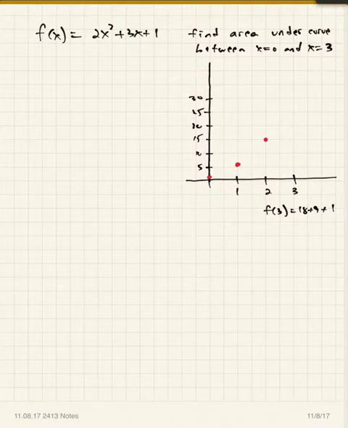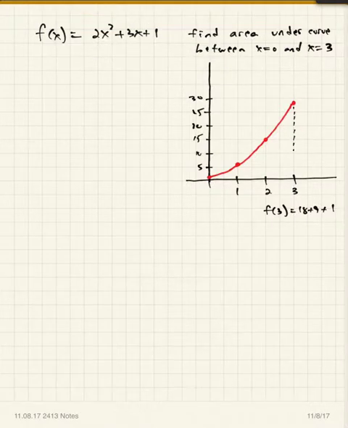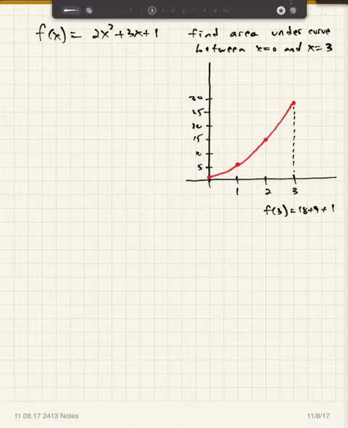So here's f of 3 sitting up like this. And so you're getting this piece of this parabola like this, right? And we're trying to find the area underneath this curve. And so we're trying to find this area, right? That's what we're trying to do.